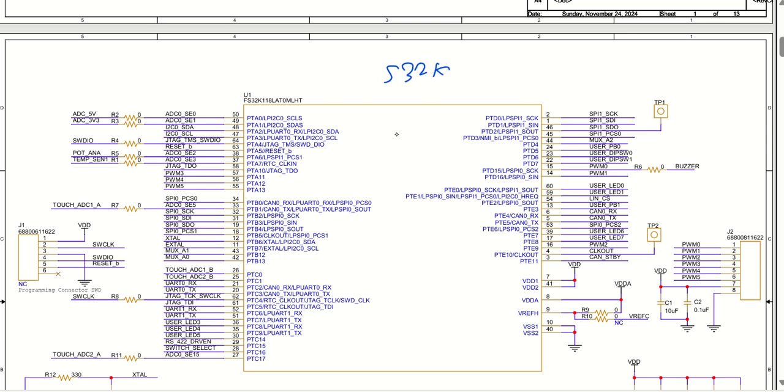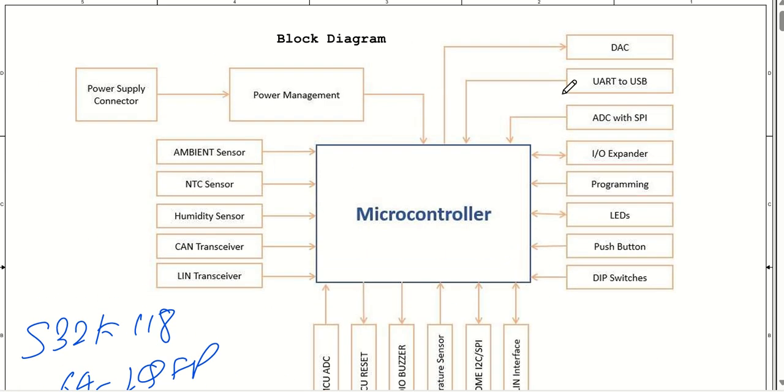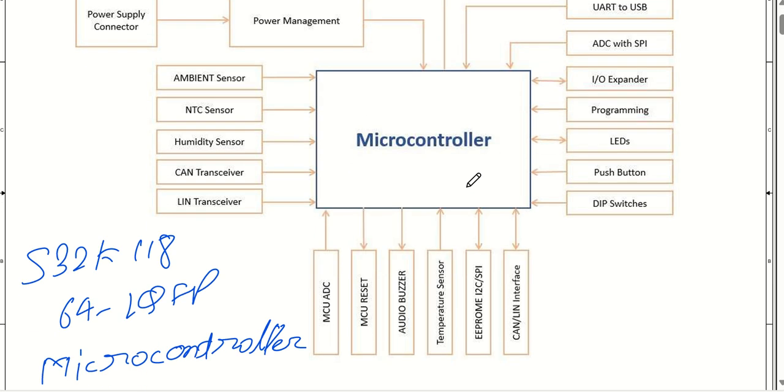I am going to take a series of S32K118 with 64 LQFP package. We have already seen S32K118 with 48 LQFP package. A lot of circuits were there. So first of all, we'll see a very brief discussion about it and then we will see the circuit. So this is the complete block diagram that I will be discussing.